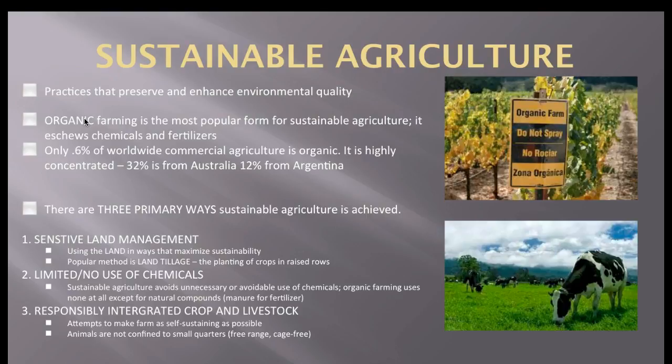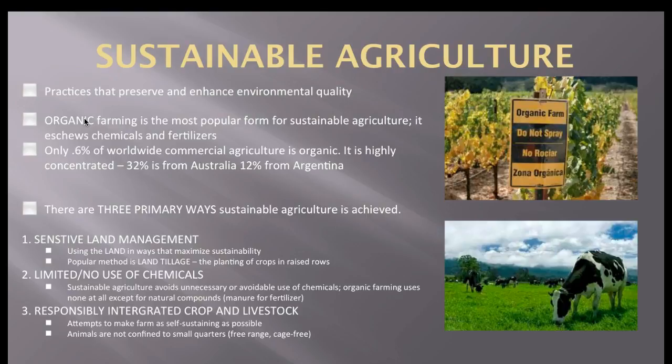There are 3 primary ways in which sustainable agriculture is achieved. One is sensitive land management, basically using the land in ways that maximize sustainability. One idea of this is land tillage. Simply when a tractor goes through and tills it up, you're actually growing the new crops into the stuff that is already tilled. This preserves more topsoil. Instead of retilling, you keep that same tillage on top and you just grow on that tillage.